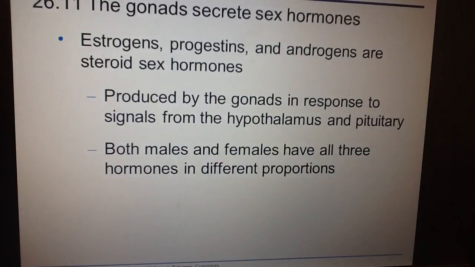And then, of course, our last endocrine gland is the gonads, which are your sex organs. This is where the estrogen, progesterone, and androgens are found. Both males and females produce all of these different hormones, but they do it at different levels. So testosterone is high in males, low in females. Estrogen is high in females, low in males. They still do produce it.